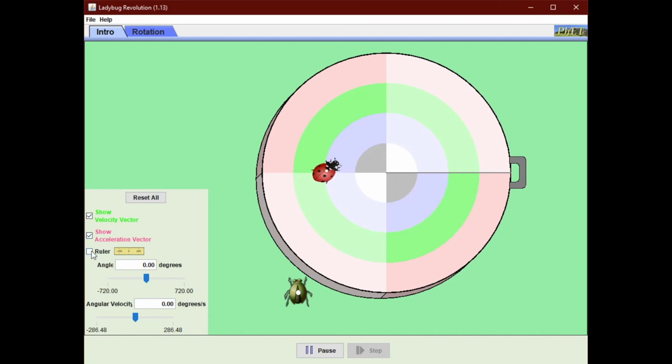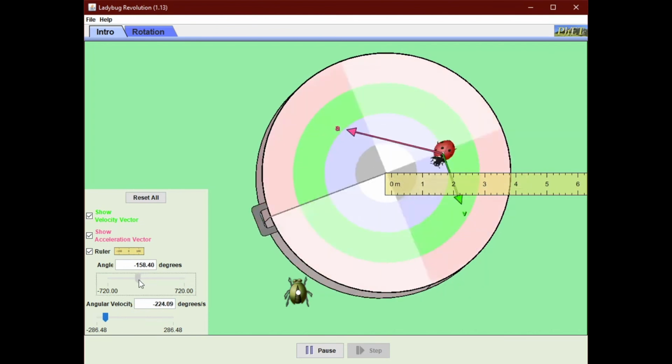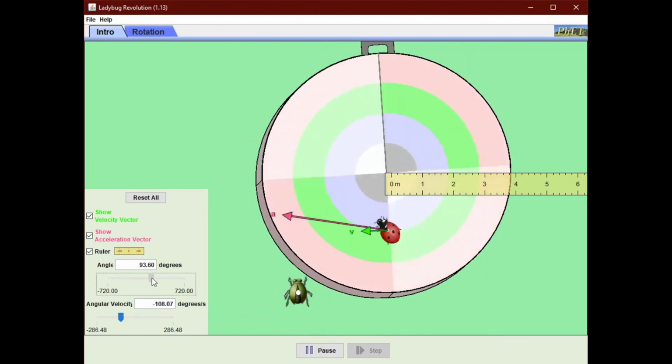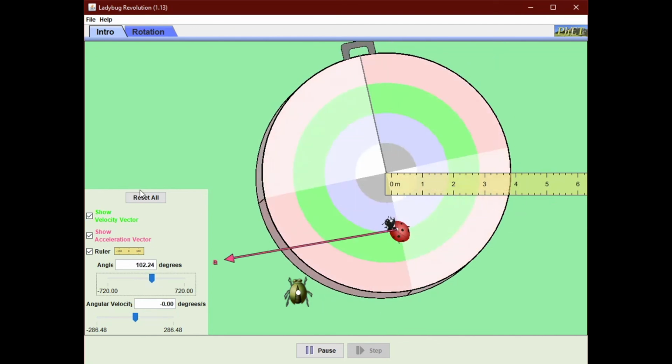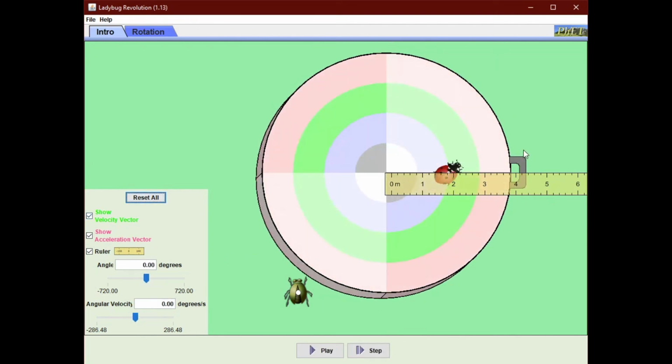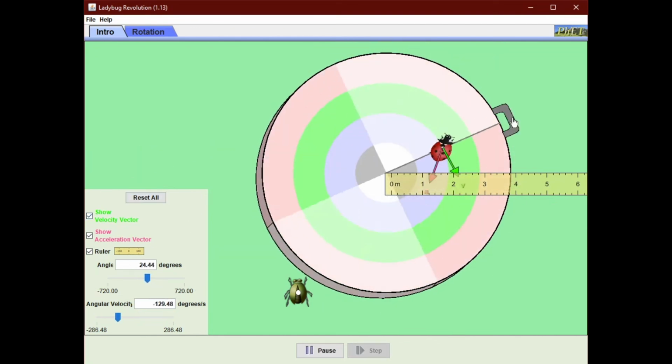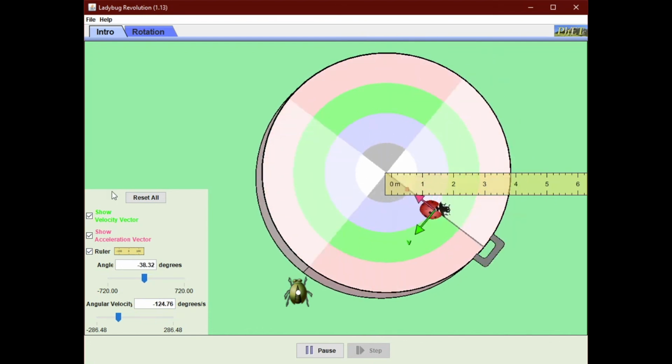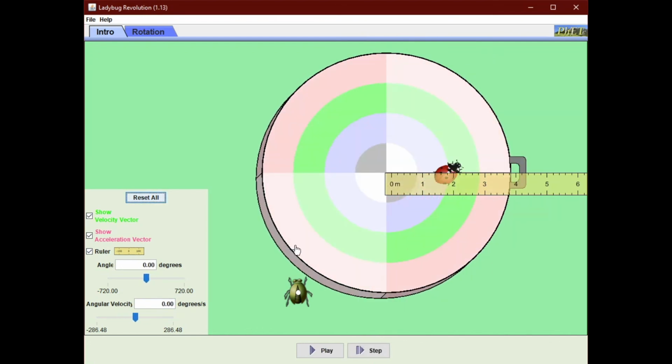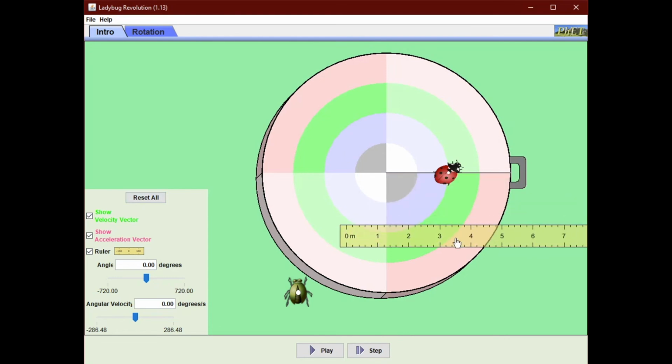You can pull out a ruler to measure how far from the center it has gone. This sliding bar right here will show you the angle that it is currently at. And as you can see, as I'm moving it around, you can see acceleration and velocity vectors. Do we have to throw the ladybug into walls? That is not the intent, but that will probably happen.